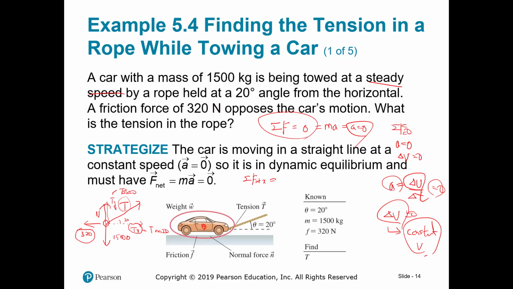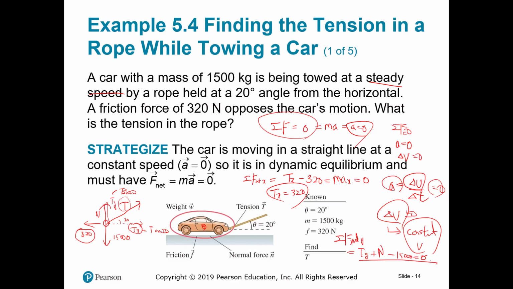So in other words, Tx minus 320 equals max equals 0, because this is equilibrium, right? So now you see Tx is going to be 320. And then vertical motion, F net y equals what? Ty plus normal force minus 15000 equals 0, right?